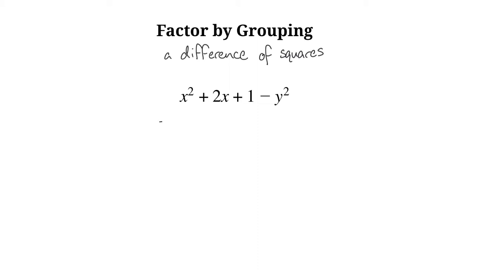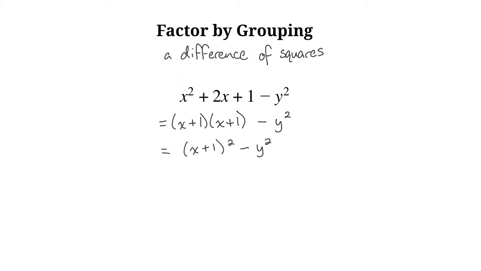So if we factor out those first three terms using sum and product, we're just going to get x plus 1 times x plus 1. And then we keep that minus y squared. That doesn't go anywhere. But x plus 1 is there twice. That's the same thing. So this could be written as x plus 1 all squared. And then we have that minus y squared at the end.